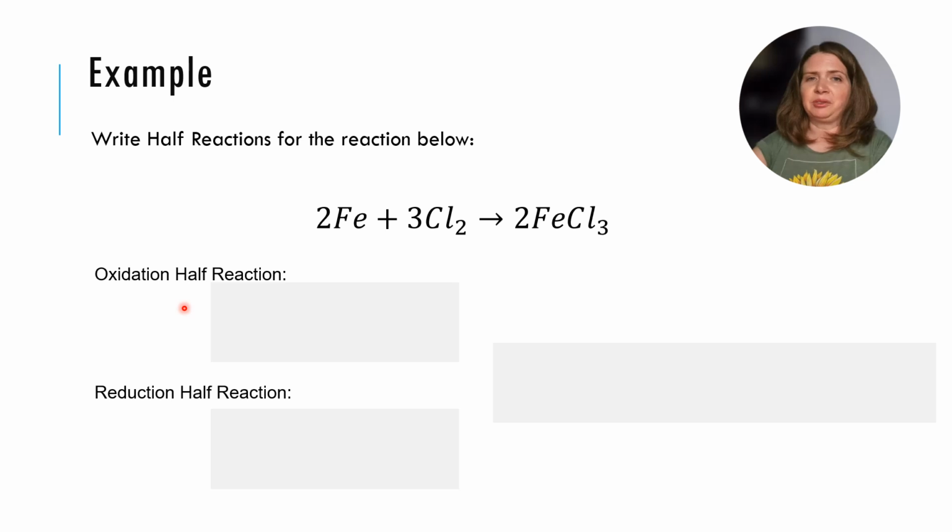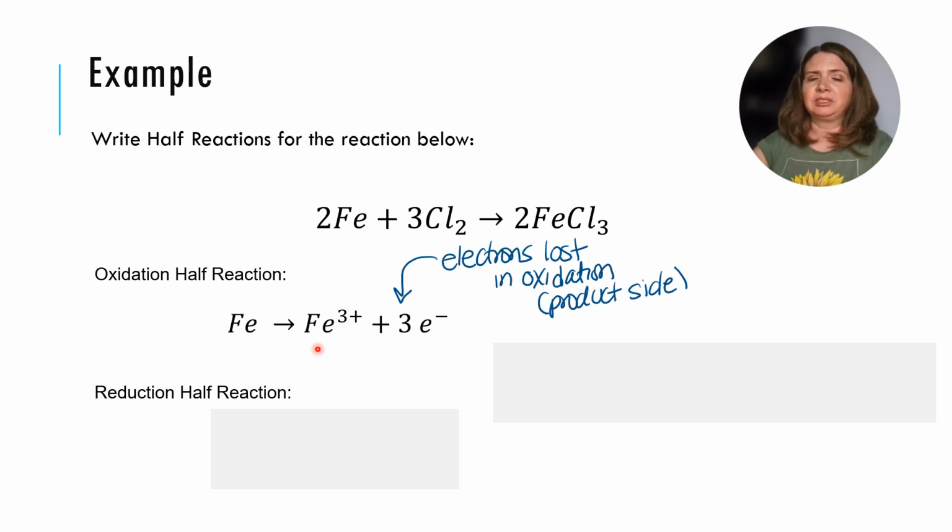Let's look at an example where iron metal reacts with chlorine to form iron(III) chloride. On the reactant side, iron is a neutral element with an oxidation state of 0. On the product side, it becomes an Fe3+ cation, meaning its oxidation state has increased from 0 to +3. It's undergoing oxidation. To go from 0 to +3, it must lose 3 electrons, which appear on the product side of the half reaction, since oxidation is the loss of electrons.